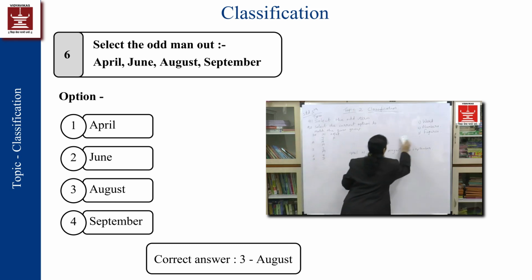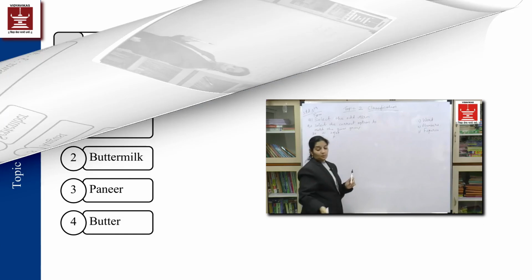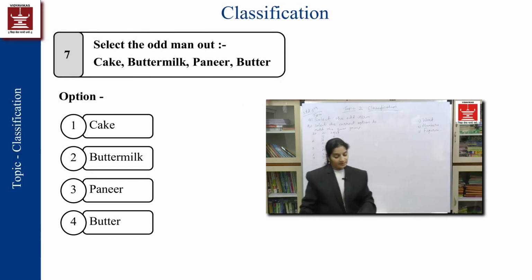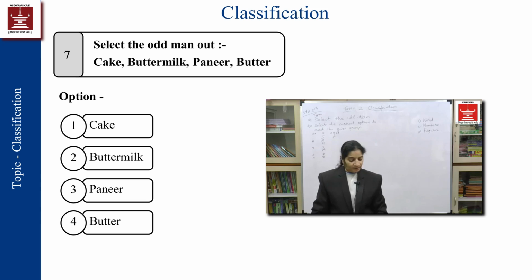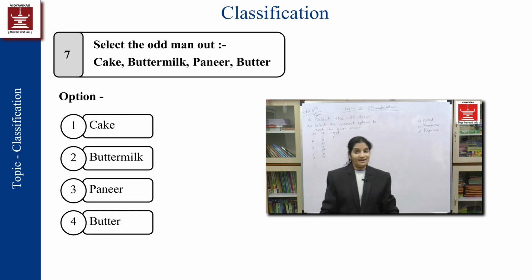Let's rub out this. There's one more criteria what goes over here, which is knowledge about words. Now you have one more example where options are cake, buttermilk, paneer and butter. Now if you see all the 3 items, that's buttermilk, paneer and butter, are milk products. Okay, this is processed milk, we'll say. Whereas cake has one of the ingredients as milk, or butter, but it is not an entire food product which is made out of milk. Hence, cake is going to be odd.